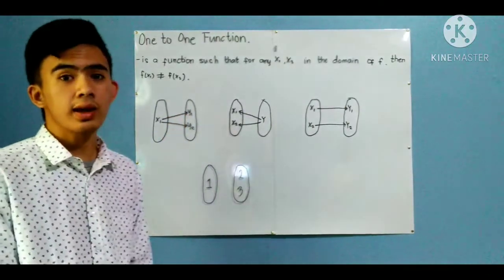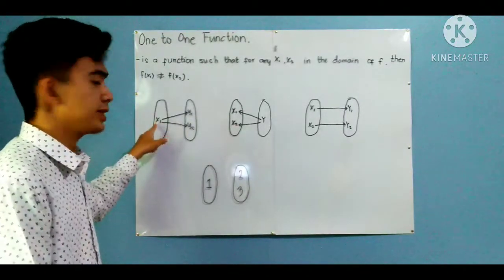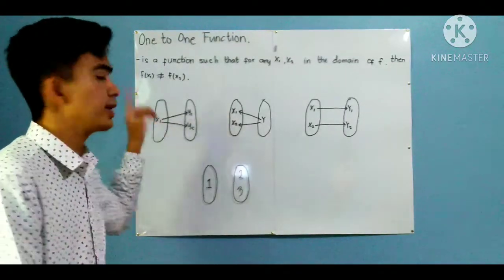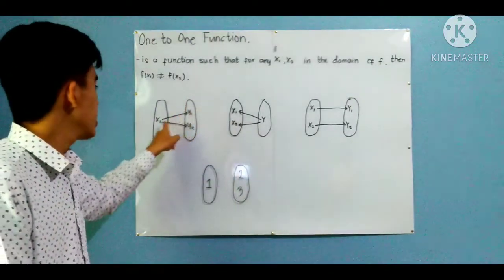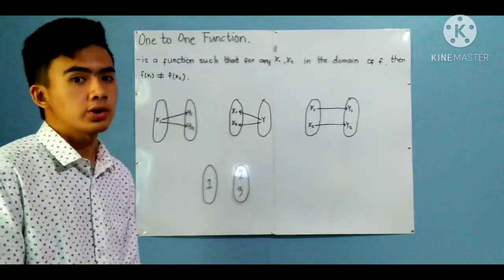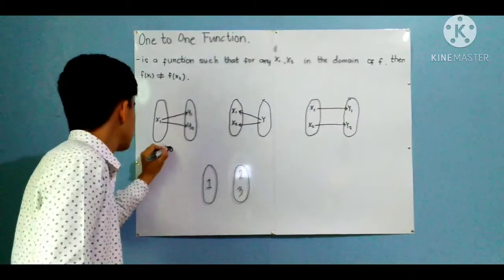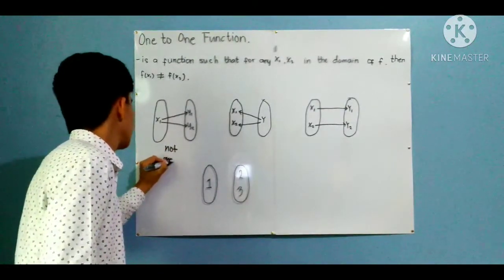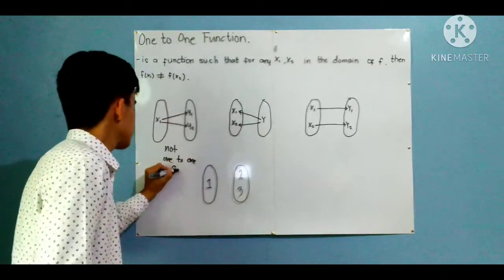So it is not a one-to-one function, because kailangan si x sub 1 naka-pair lang siya sa one element of y. Ito makikita natin dalawa yung na-pair ni x sub 1. So it is not a one-to-one function.